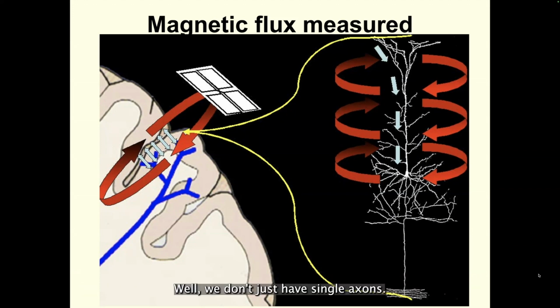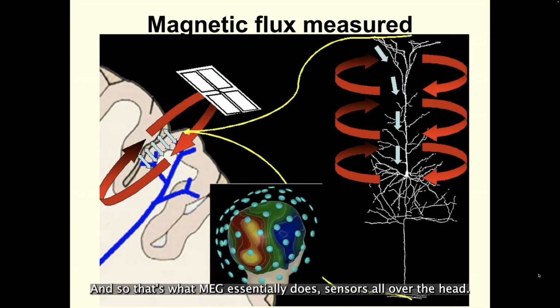Well, we don't just have single axons. We have thousands of miles of axons in our head. It's densely packed with axons and neurons firing, and those, in essence, operating as currents. And if those currents are oriented in the right direction, then some of that signaling will emanate outside the head. You can detect it with these sensors. And so that's what MEG essentially does. Sensors all over the head, and you're picking up hotspots where there's more neural firing or changes in neural firing over time.